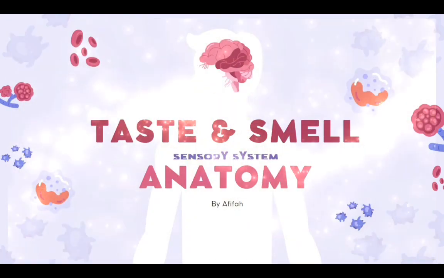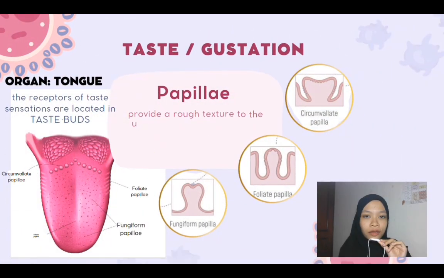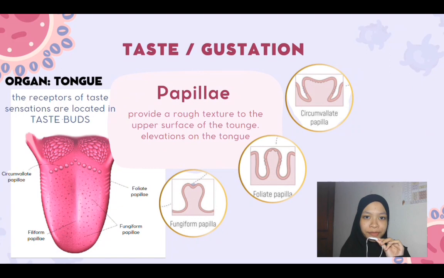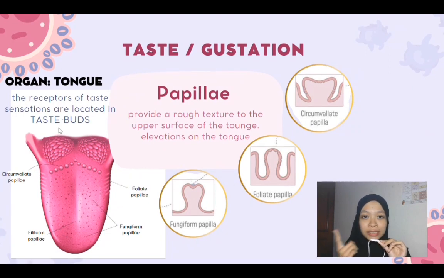Let's move on to the anatomical part of the sensory system of taste and smell. For the taste or gustation system, the main organ is our tongue. Do you know that the receptor organ of the taste system is the taste bud? The receptors of taste sensation are located in the taste buds found in elevations on the tongue called papillae. Papillae provide a rough texture to the upper surface of the tongue.